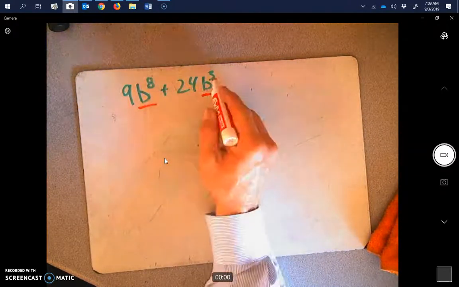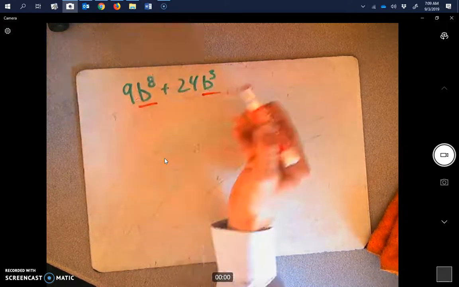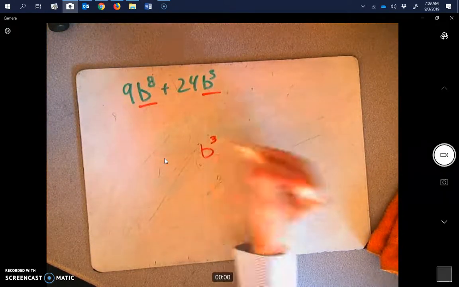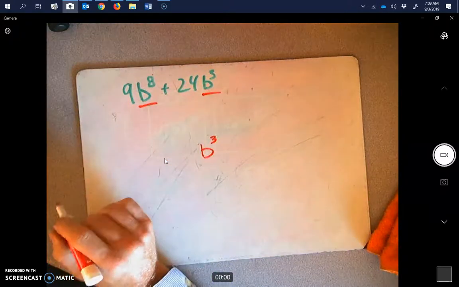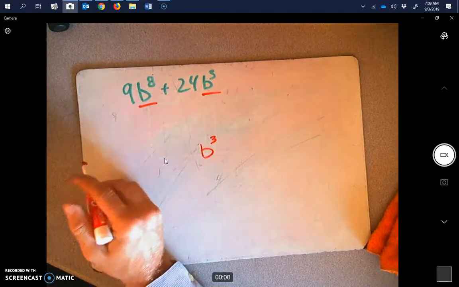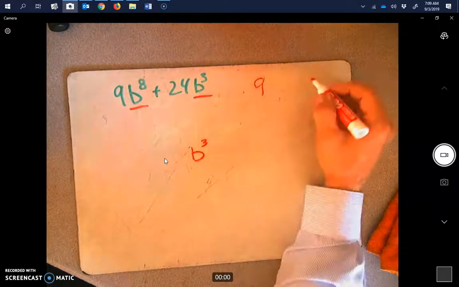What's the most that we have in both? Well, b^3, b^8. We can pull out at most b^3 from both. Now, which number goes into both 9 and 24? Okay, well, you should do a factor tree if you don't know it right away.